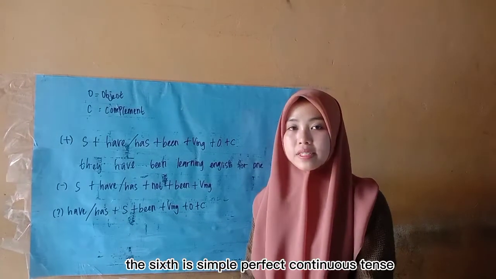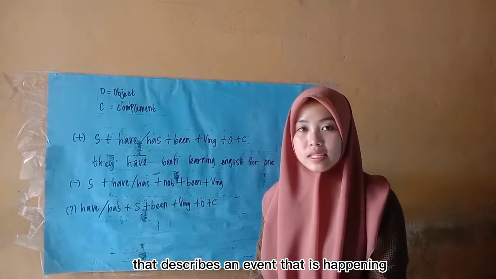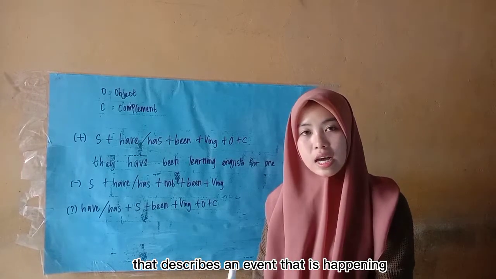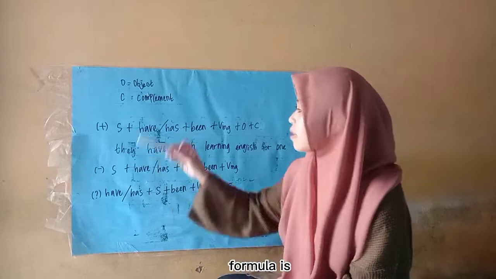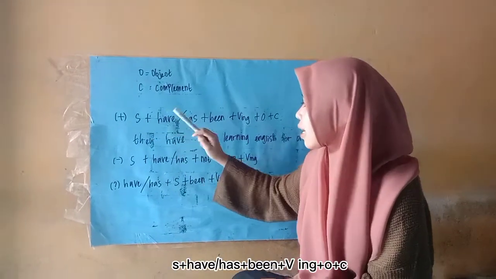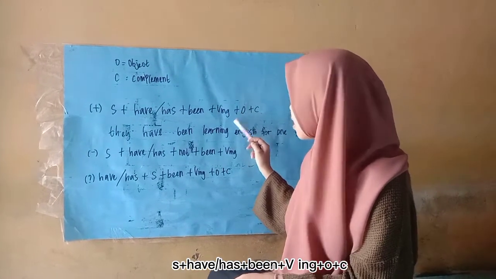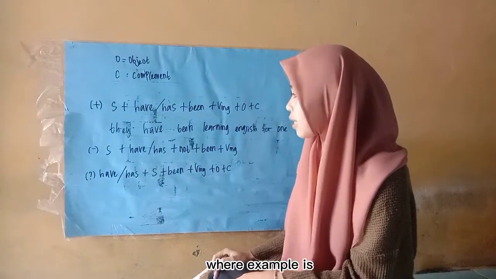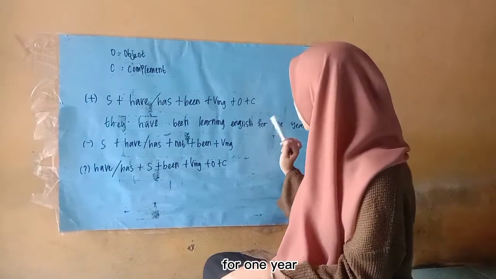Sixth is simple present perfect continuous tense. Simple present perfect continuous tense is a sentence that describes an event that is happening but will continue in the future. Formula is if positive subject plus have or has plus been plus verb plus ing plus object plus complement. Where example is they have been learning English for 1 year.